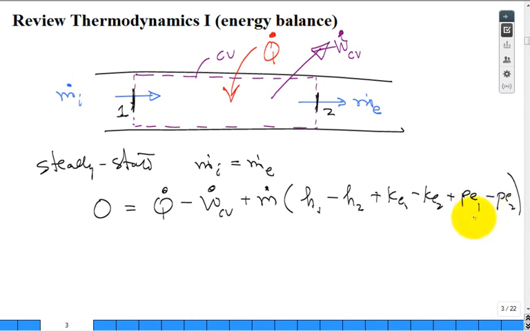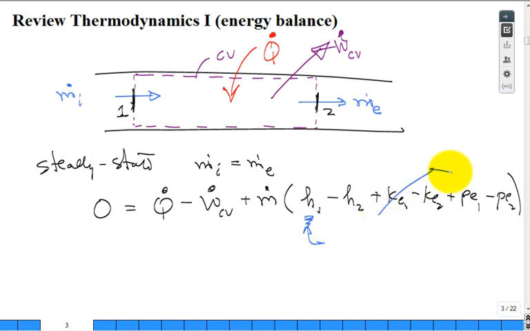So we could have changes of kinetic, changes of potential, and oh, by the way, I forgot, what is this H called in Thermo 1? Enthalpy. What do we call H in heat transfer? Convection coefficient. Welcome to the confusing world of recycled notation and symbols.